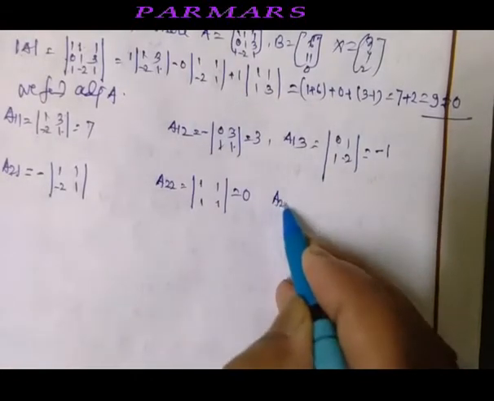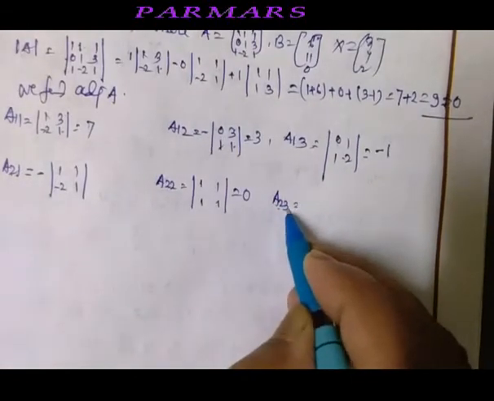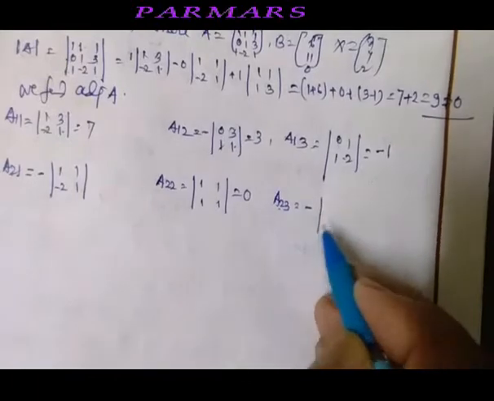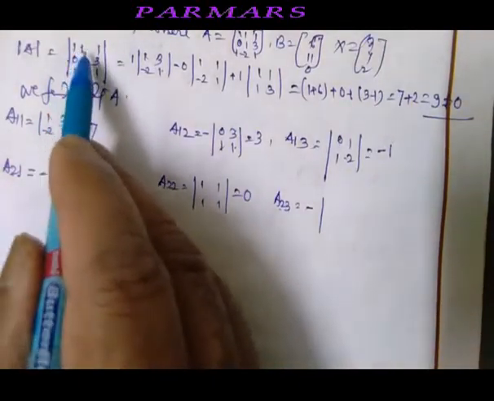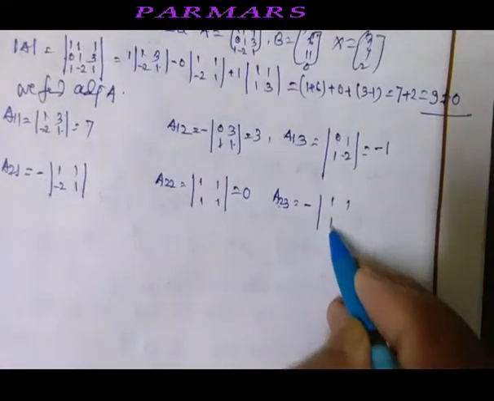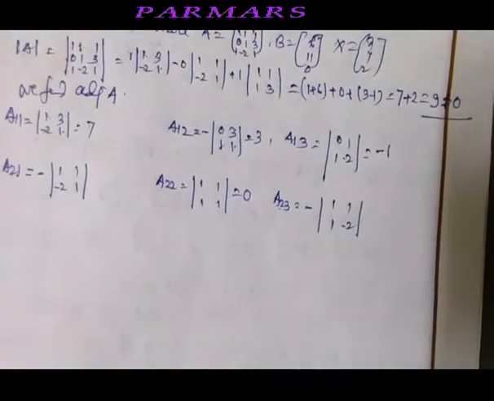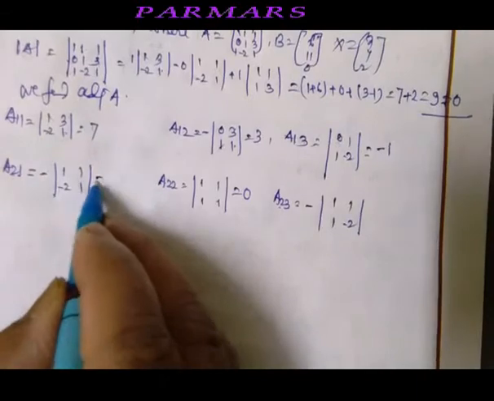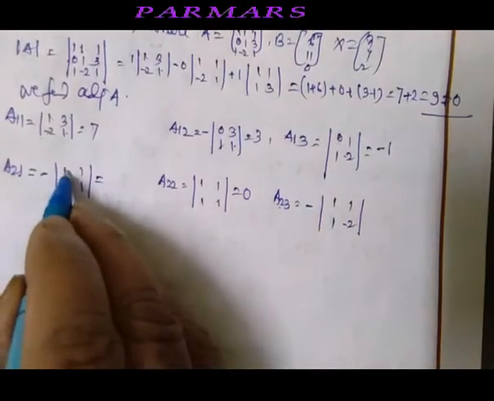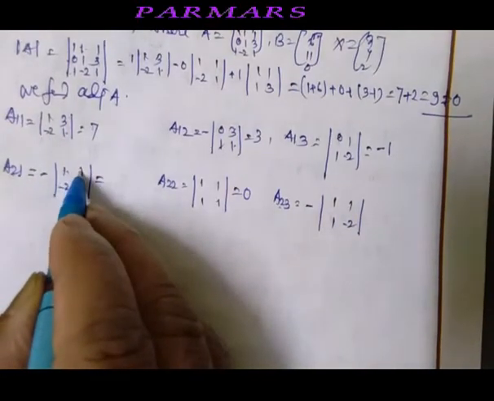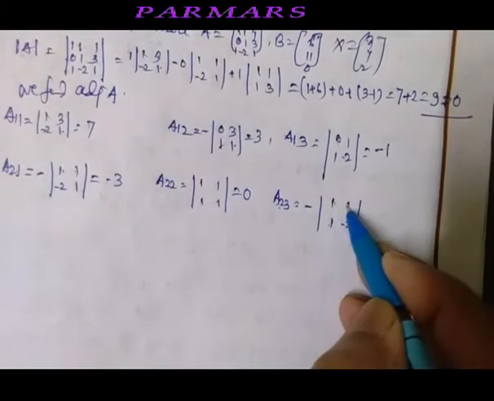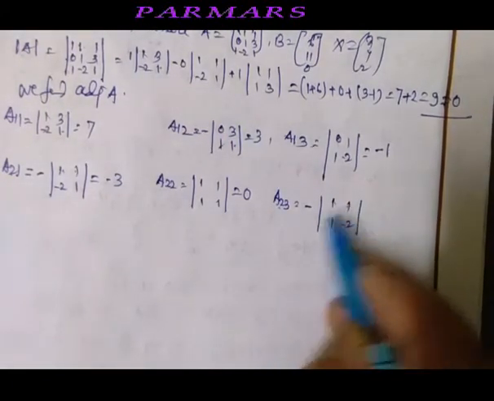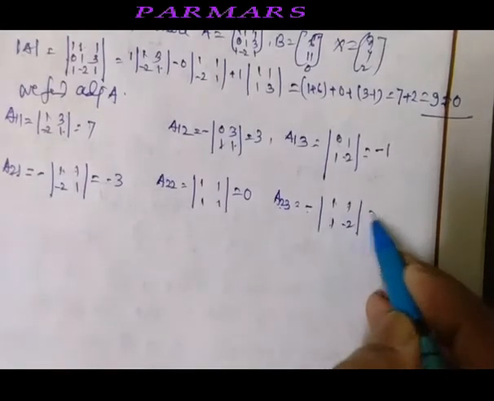Now a23, again the sum of these two is odd, so put a minus. Delete second row and third column, so what do you get: 1 1, 1 -2. Find their values. It is -2 - 1, that is -3, and before it is minus, so it is +3.